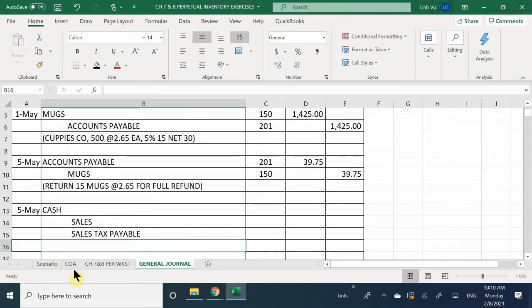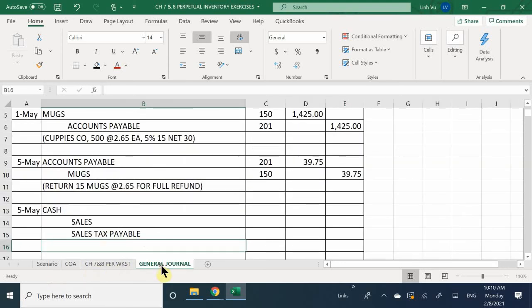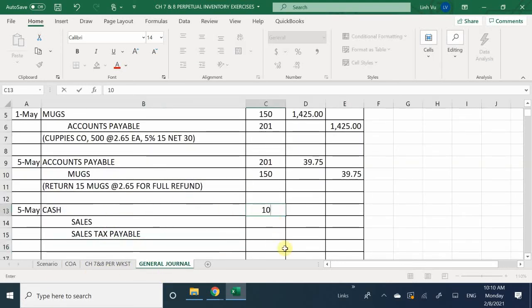Okay. And let's go ahead and take a look at my chart of accounts. So cash was account number 102. Sales tax payable is 230 and sales is 401. So again, cash was 102, sales was 401, and sales tax was 230. All right. So how much was my total sales? How many mugs did I sell, and for what price did I sell them? 10 mugs at how much? $10. So therefore it should be $100.